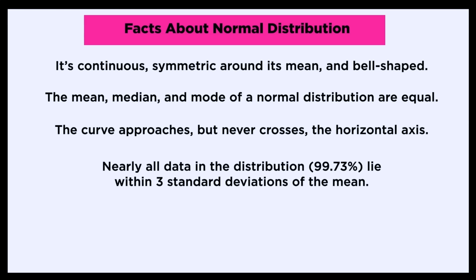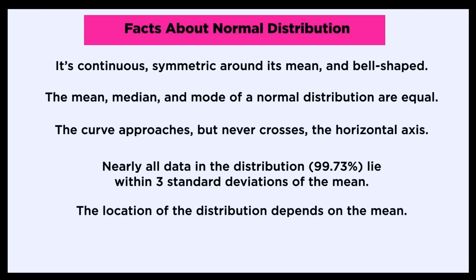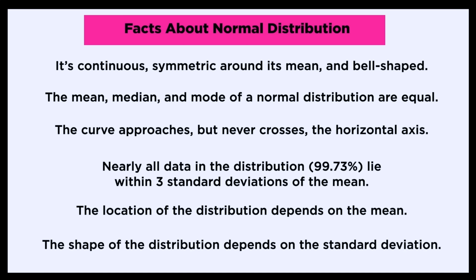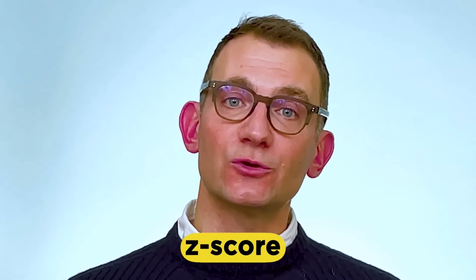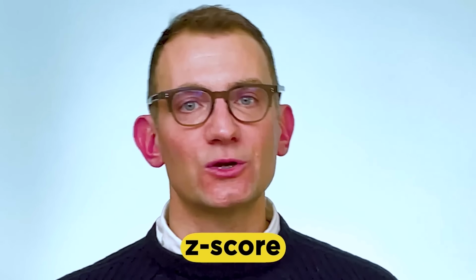Nearly all data in the distribution, 99.73%, lies within 3 standard deviations of the mean. The location of the distribution depends on the mean itself. The shape of the distribution depends on the standard deviation. Given these properties, the distribution can be normalized and a z-score can be used to convert between a normalized distribution and the experimentally determined one. You need to know how to use the z-score and how to combine various random variables with different means and different standard deviations.